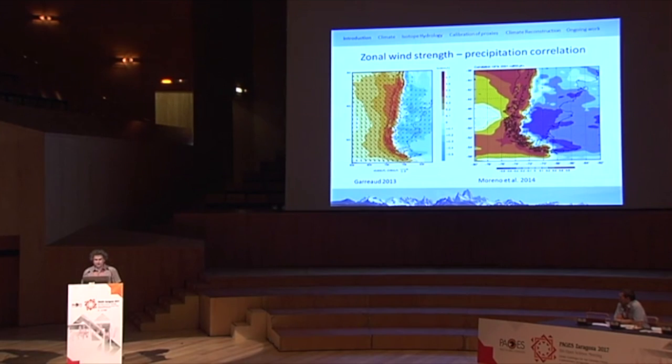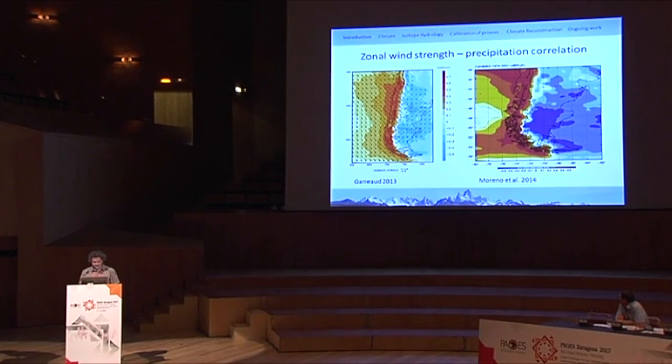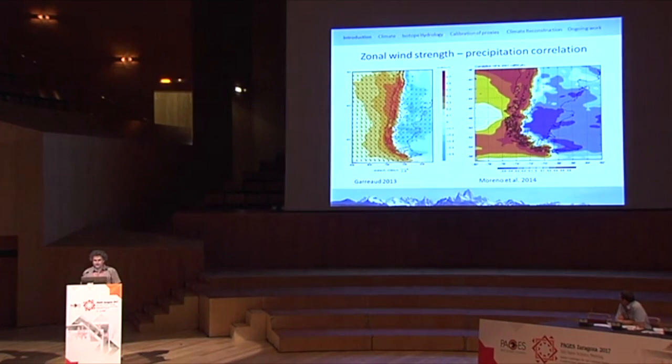And they nicely show that the patterns of correlation between the strong westerlies in that region at the southern tip of South America and precipitation are different on the western side of the Andes than on the eastern side of the Andes. This is nicely shown in the colors. The red colors symbolize positive correlation between the wind strength and precipitation, and the blue colors negative correlation. As you can see, on both sides of the Andes the correlation is equally strong, but the sign of the correlation coefficient changes.